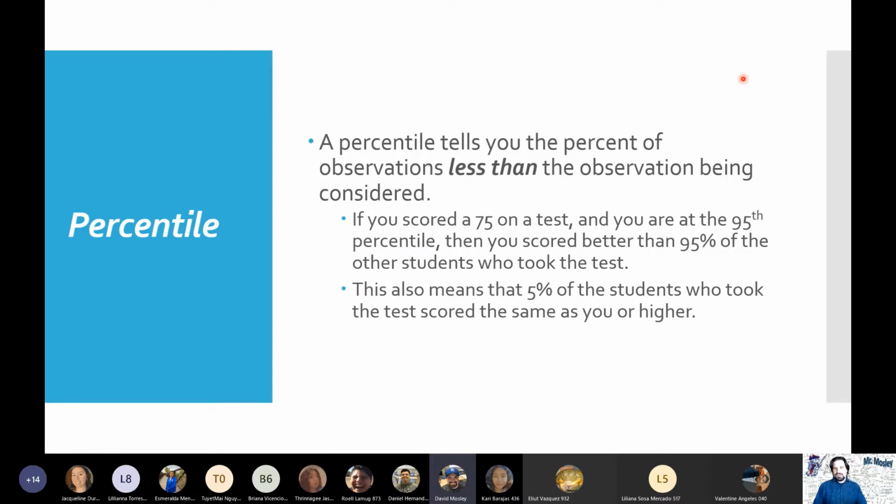Is there anything I can clarify on percentiles? Can you raise your hand if you need another moment to write any of this down from this slide?